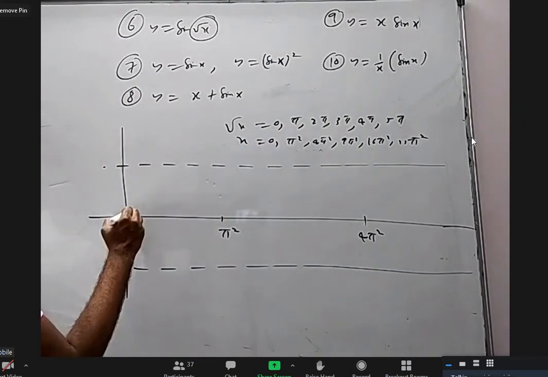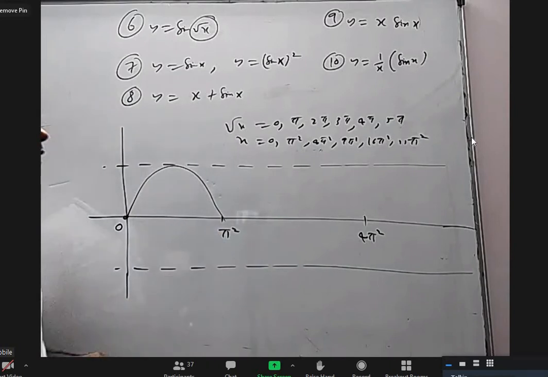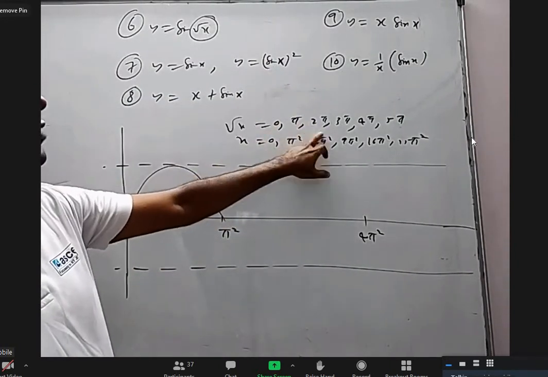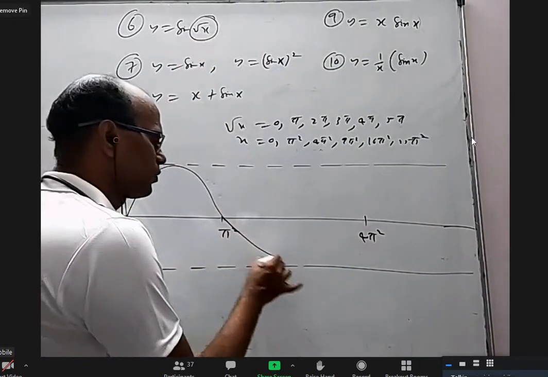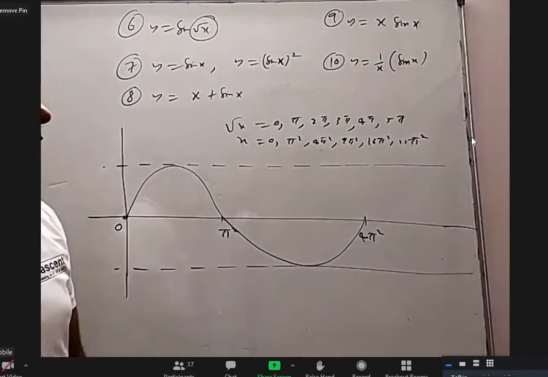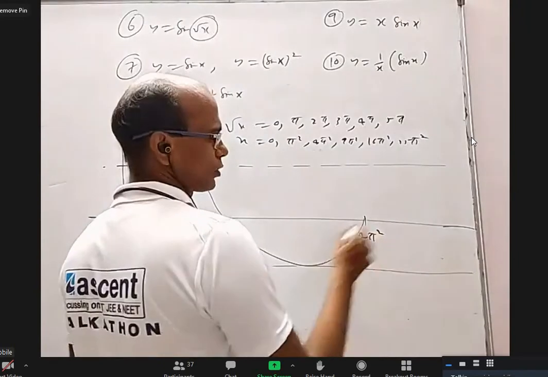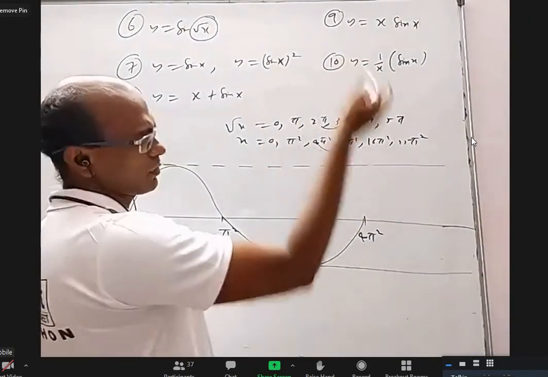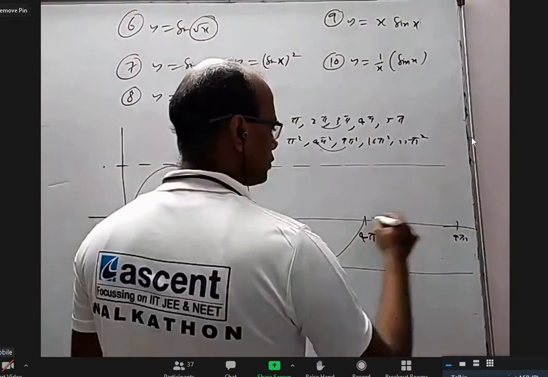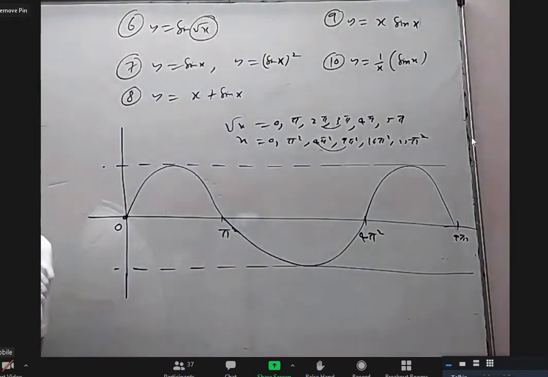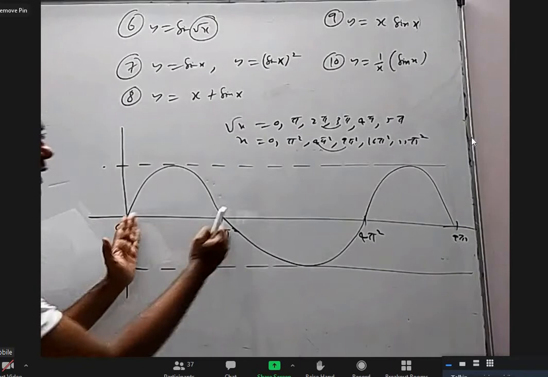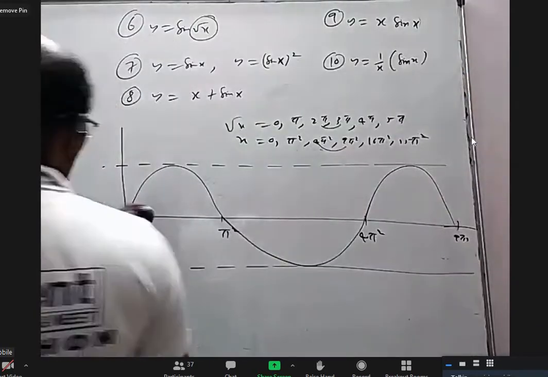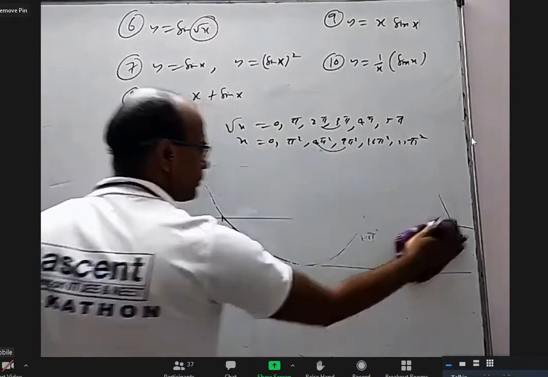When x is between these two, root x will be between these two, and that will cover the first and second quadrant, so the graph will be like this. When x is between these two, root x is between these two, it covers the third and fourth quadrant. Again the first and second quadrant, you will get like this. But one important point, the gaps are not equal. It is not like your regular sin x. Let me draw a proper graph for you.